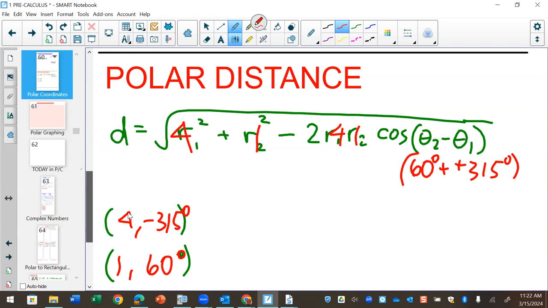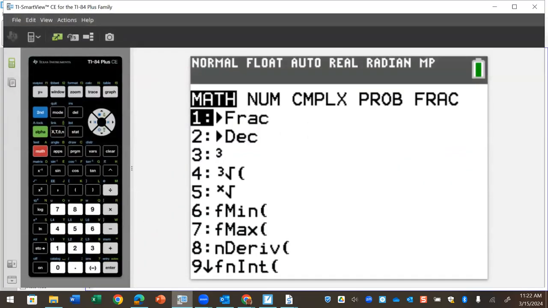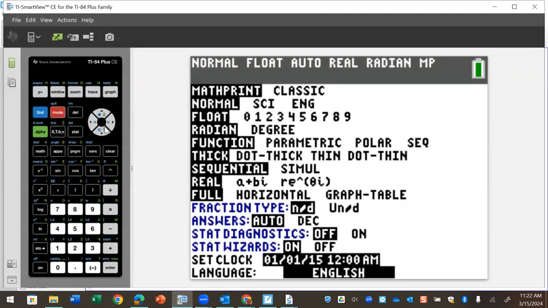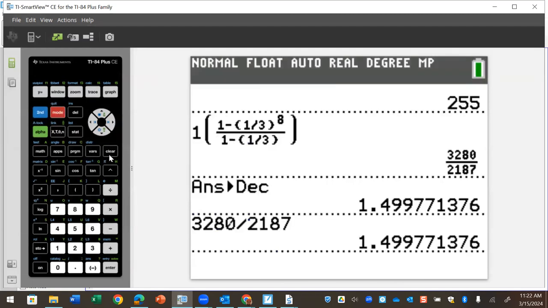Okay. And the most common mistake, obviously, is you're in the wrong mode. So what mode do I need to be in? Evidently degrees. To the calculator we go. That's a D. Were you in the wrong mode? Am I in the wrong mode? Yes, I am. Glad I reminded myself.